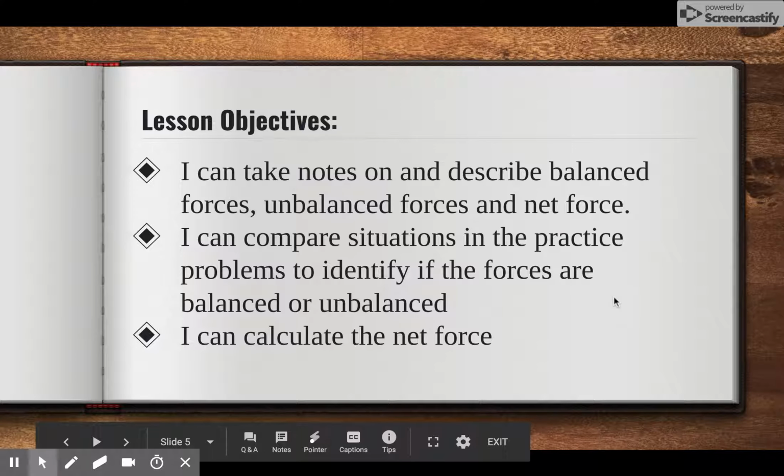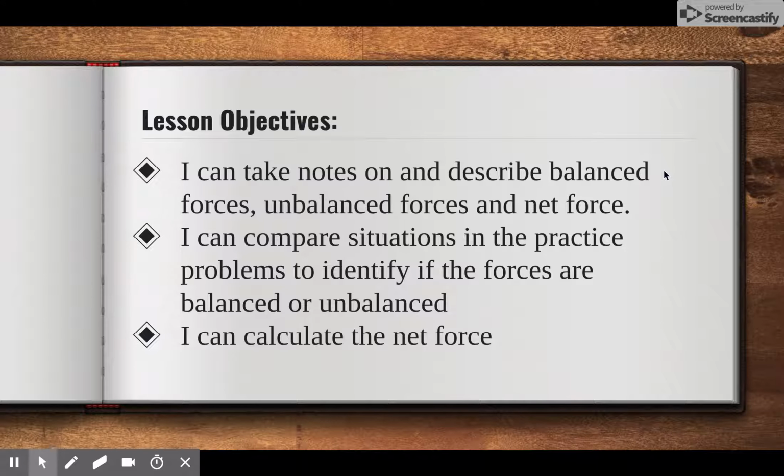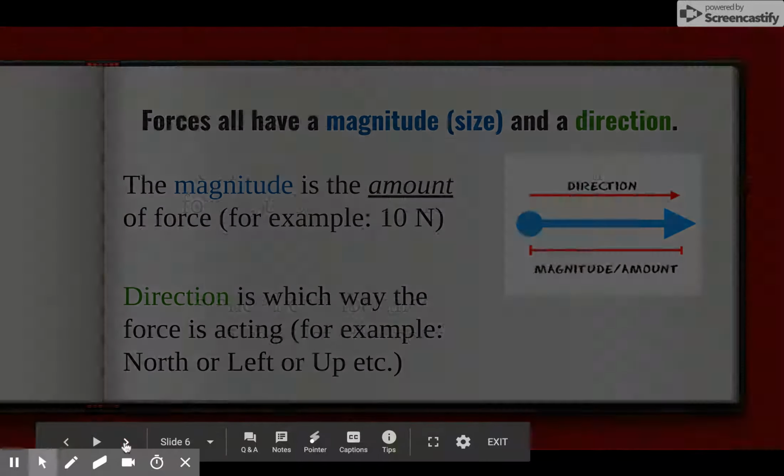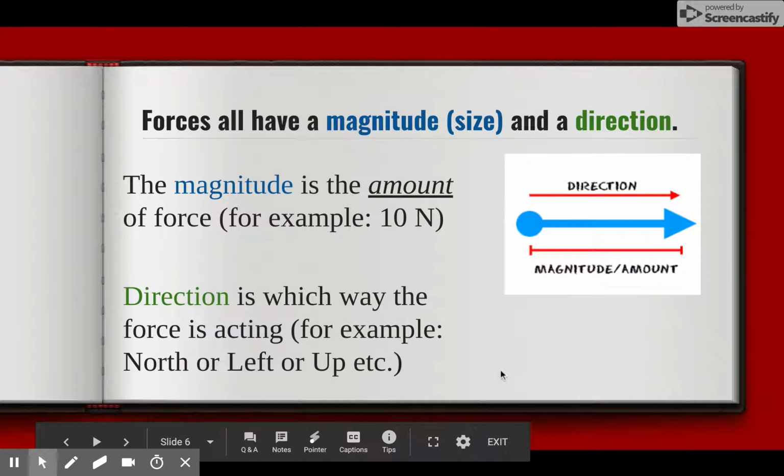So, lesson objectives. I can take notes on and describe balanced forces, unbalanced forces, and net force. That is what is currently happening in this video. Afterwards, in class, you're going to be doing different activities to compare situations, to practice problems, to identify forces, if they're balanced or unbalanced, and also to calculate the net force. So, before we begin, a couple of things that are really important.